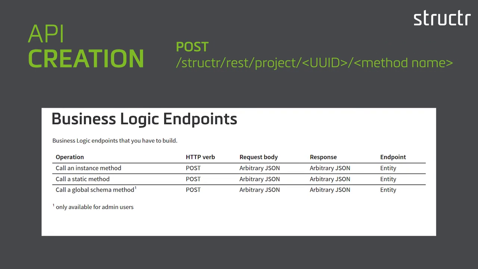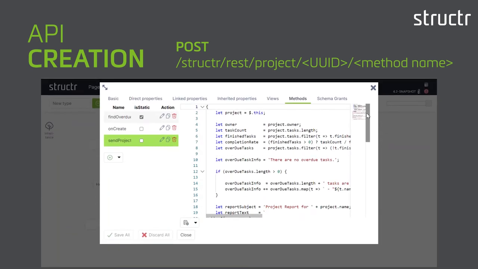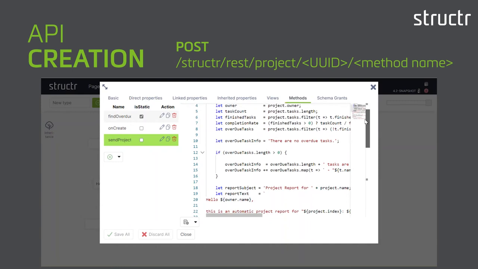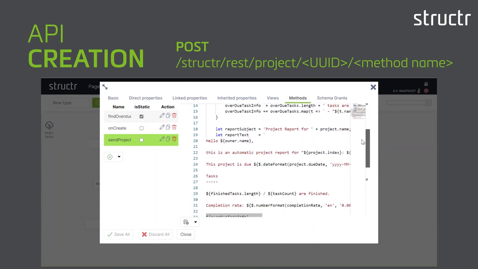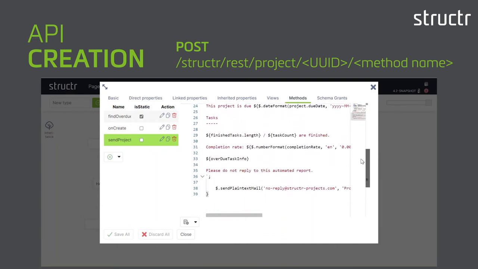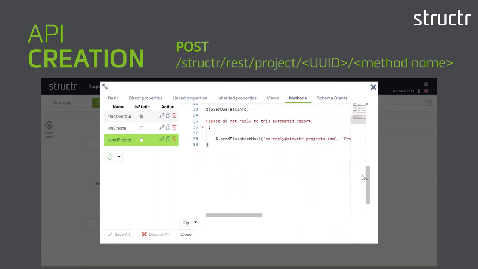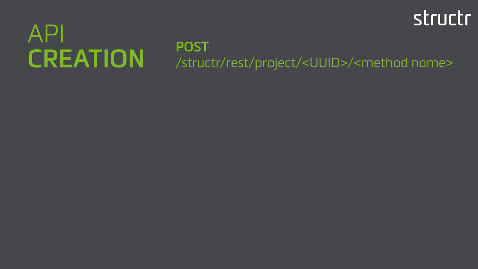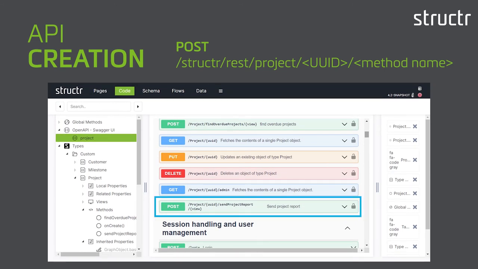To implement access to business logic through our API, we must create business logic endpoints that will call methods. The methods they call can be global, static, or instance methods. For example, we can create an instance method called sendProjectReport for our project data type that uses the reporting features in Structr to send a status report for an individual project to the owner of that project. To call this method using a POST request, we must include the project's unique ID as a path variable and use the path /structr/rest/project/{project UUID}/{method name}.